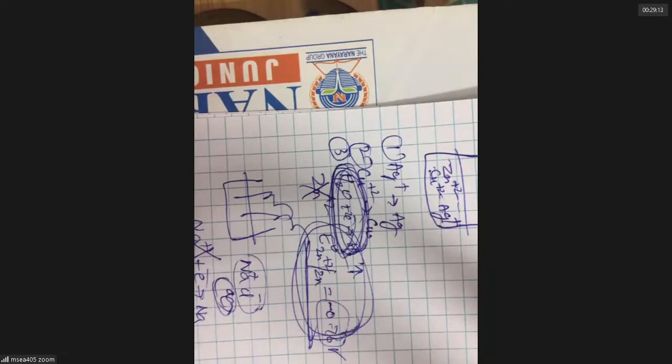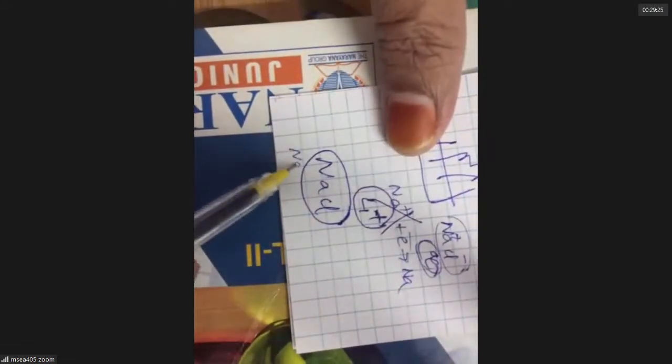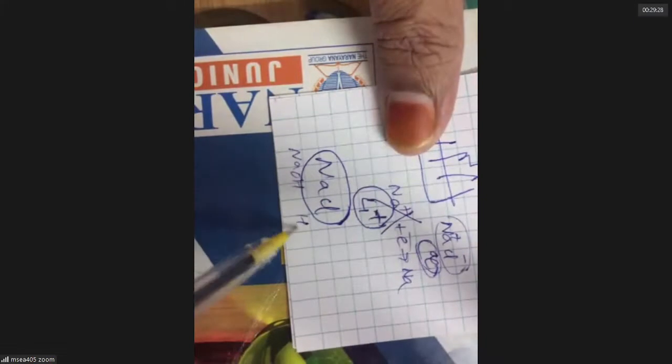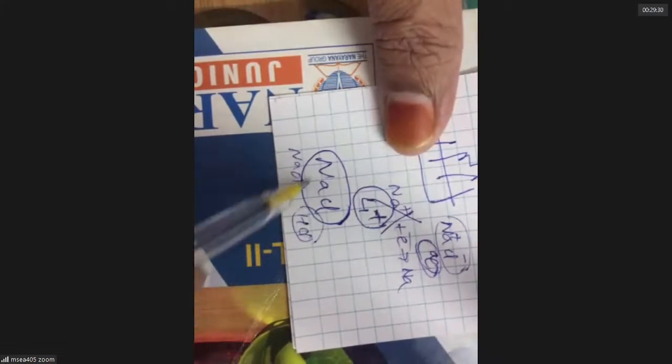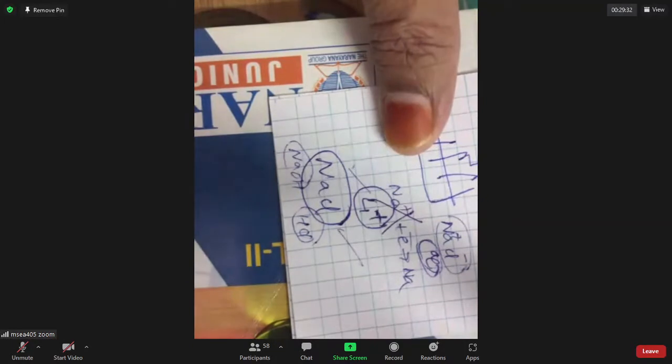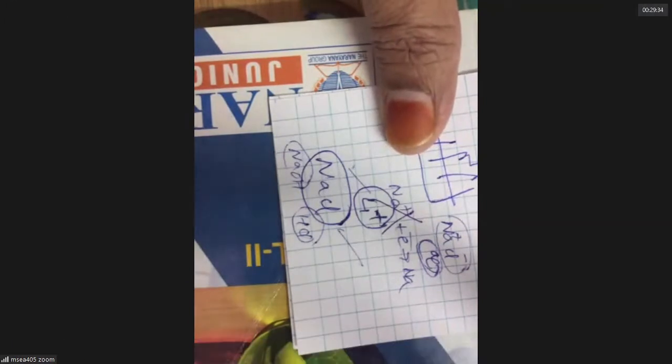Do you know, sir, NaCl is a salt formed from an acid and a base? Sir, NaCl is formed from which acid, which base? NaOH plus HCl. It is the strong base NaOH. It is the strong acid HCl. Therefore, the salt in water solution is an excellent electrolyte. When salt is dissolved in water, it conducts current beautifully.